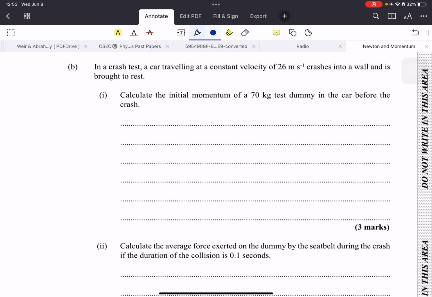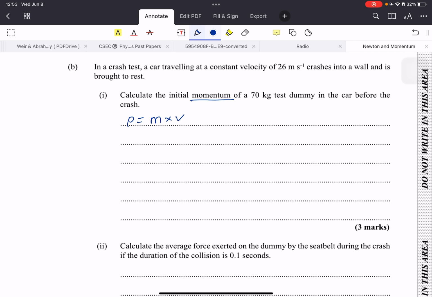So in a crash test, a car traveling at a constant velocity of 26 meters per second crashes into a wall and is brought to rest. Calculate the initial momentum of a 70 kilogram test dummy in the car before the crash. So the first thing that we need to know here is what is momentum. The momentum is equal to the mass of the object multiplied by the velocity of the object.